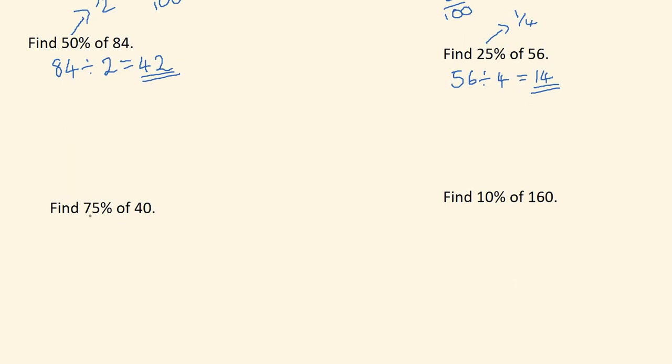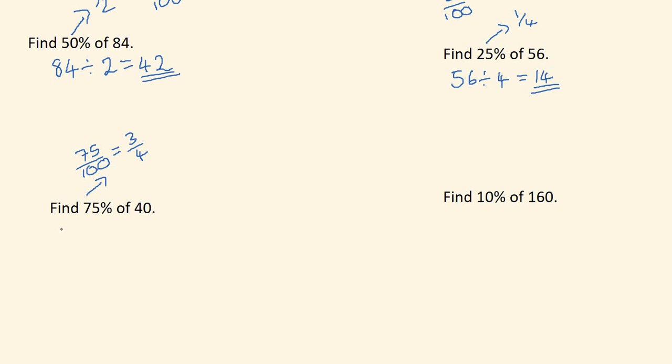So we've got 75%. Now again, we need to know what that percent means. So percent means out of 100, so 75 out of 100. You need to recognise that 75 is a multiple of 25, and it's 3 lots of 25. So actually 75 out of 100 is the same as 3 quarters. So that means that I've got to find 3 quarters of 40.